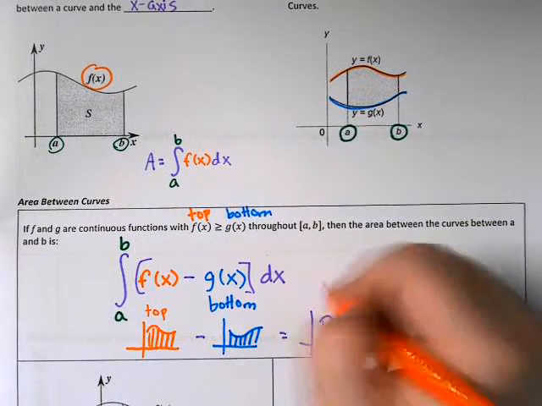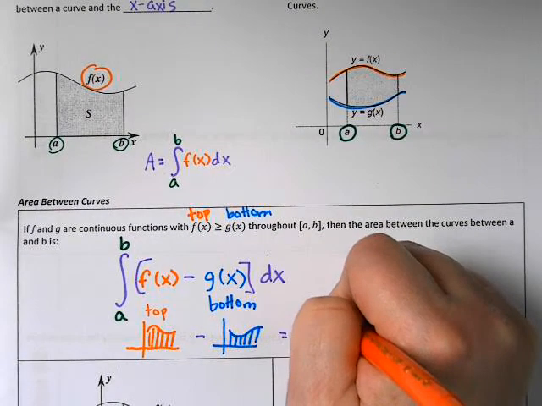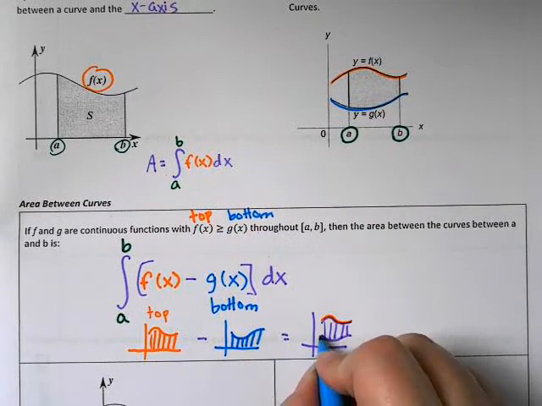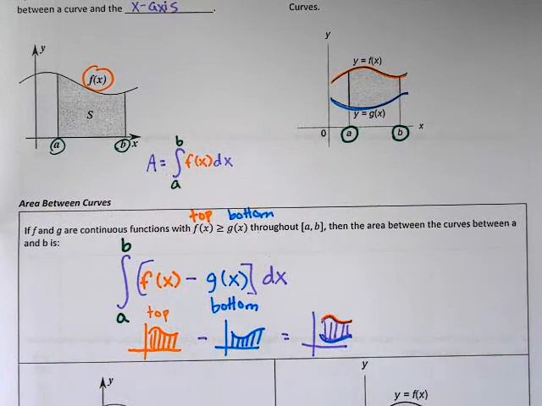So this top one was our f of x. Sorry, I messed up my colors already. And the bottom function is that g of x. So we're looking at the area that's trapped in between the two functions.